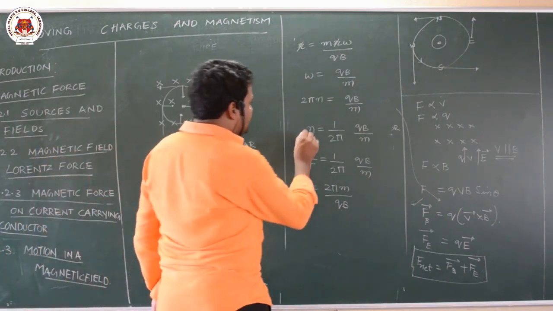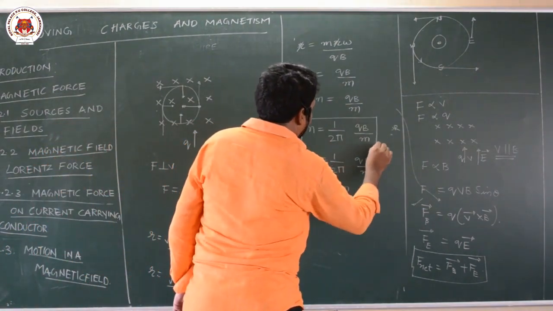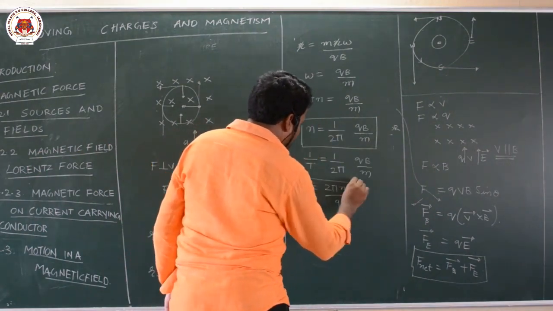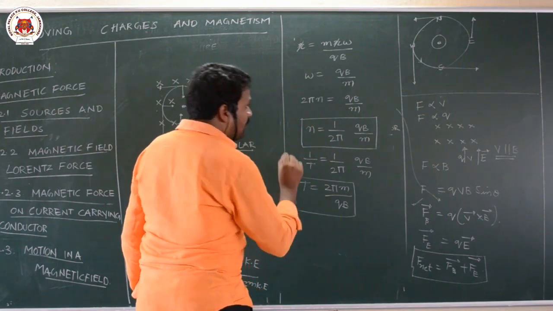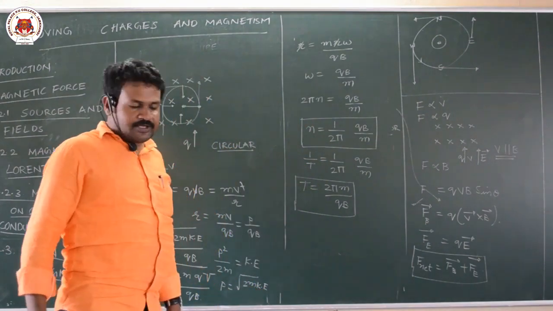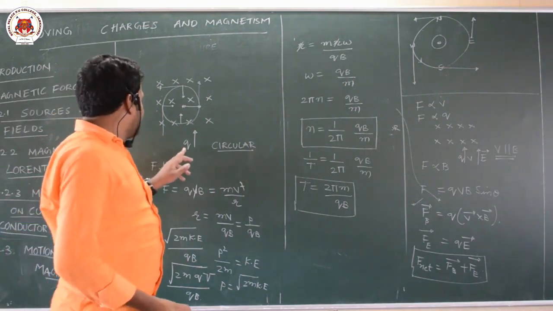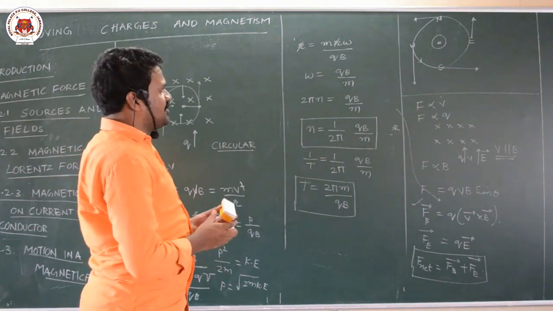This frequency is called cyclotron frequency. And when I project this charged particle perpendicular to the magnetic field, this is the condition.